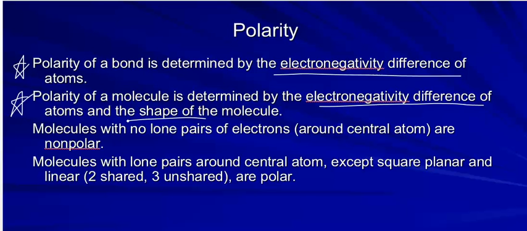Now, the easy way to tell whether a molecule is polar or not are right here. Number 1, molecules with no lone pairs are nonpolar every single time. Number 2, molecules with lone pairs around the central atom are polar. There's two exceptions, square planar and linear, but otherwise they are polar if they have lone pairs. So let me go through a couple examples with polarity here and tell you the easy way to determine polarity.